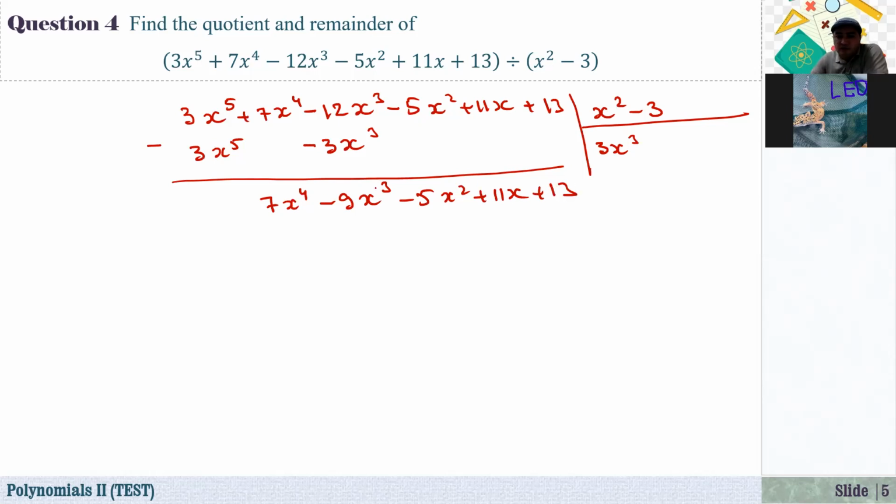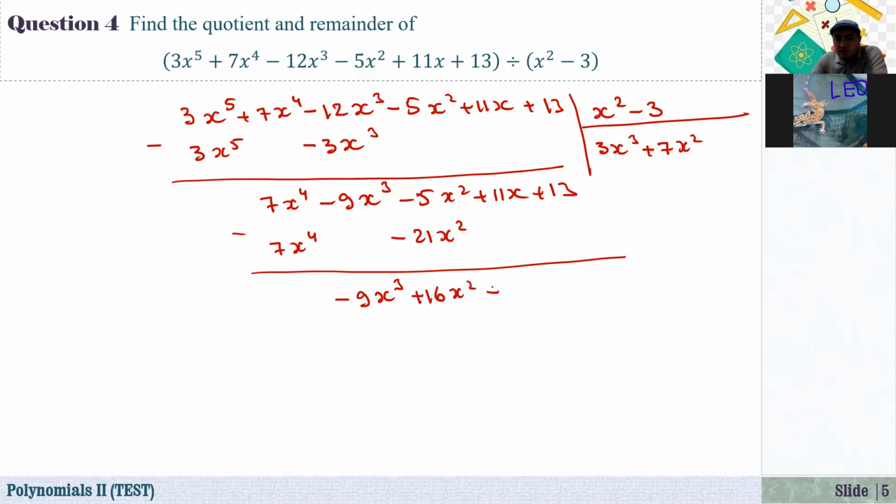So now 7x to the power of 4 is divided by x squared, that is plus 7x squared. So 7x squared times x squared, 7x to the power of 4. And here we have minus 21x squared, because we don't have x cubed here. Not to get confused, I'm just writing under this x squared. So 7x to the power of 4 minus 7x to the power of 4, that's 0. And here we have minus 9x cubed, minus 5 minus 21, minus 26x squared, and plus 11x plus 30.